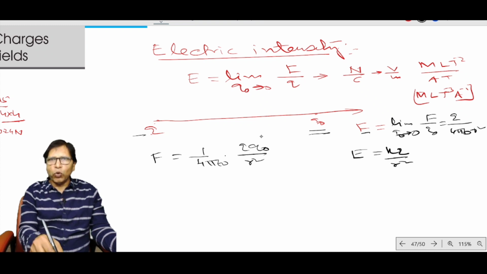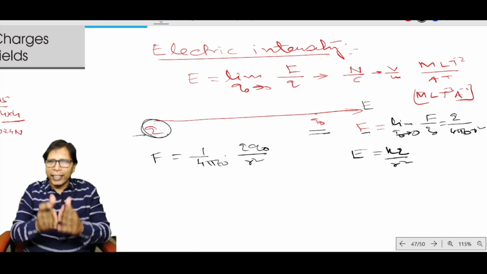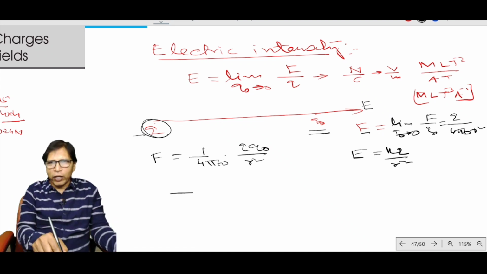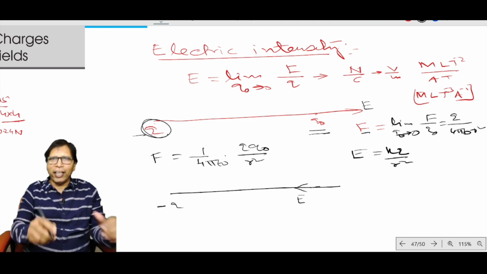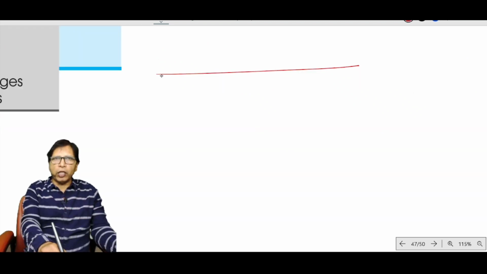No problem. Look at this, due to positive charge, the electric intensity E is directed away from the charge. And due to negative charge, the electric intensity is directed towards the charge. Okay, no problem. Now a numerical.